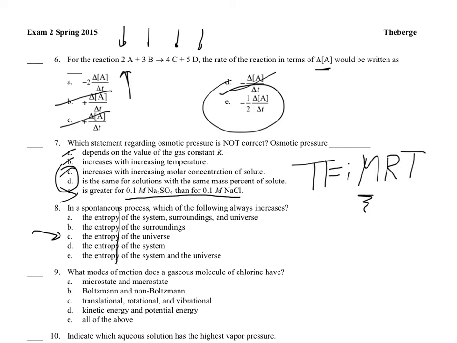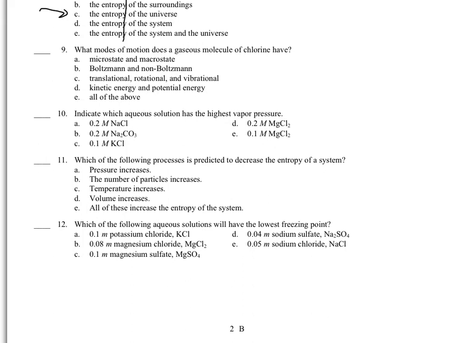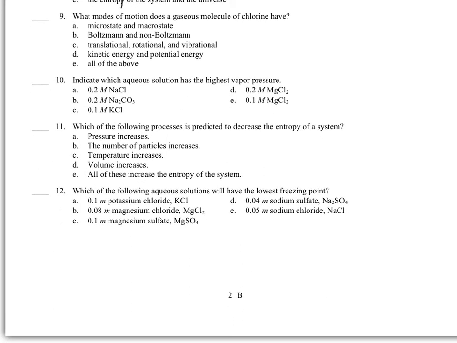Number 9, in the other version of the exam was number 6. What modes of motion does a gaseous molecule of chlorine have? Motion is only 3 kinds of motion, and that's translational, rotational, vibrational. All the other ones talk about states and all that stuff, and energy. That's not motion. And so the 3 kinds of motion are translational, rotational, and vibrational.